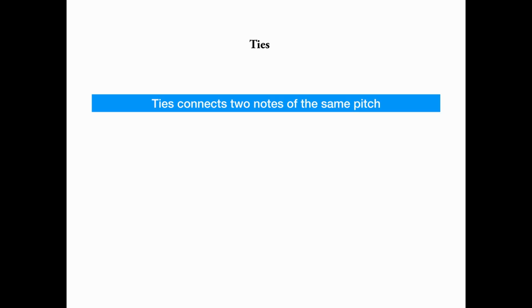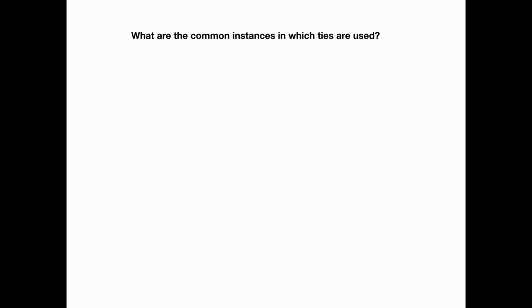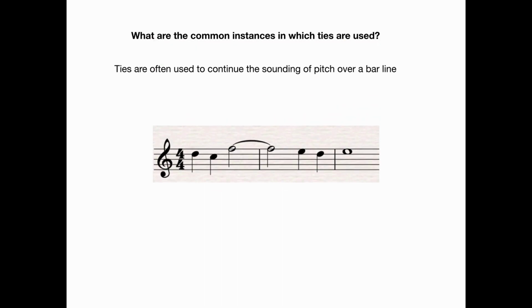So first of all, what are ties and what do they do? Ties connect two notes of the same pitch and there is no break in the sounding of tied notes. So what are the common instances in which ties are used? Ties are often used to continue the sounding of a pitch over a bar line. So here is an example of how a tie may be used, like that.